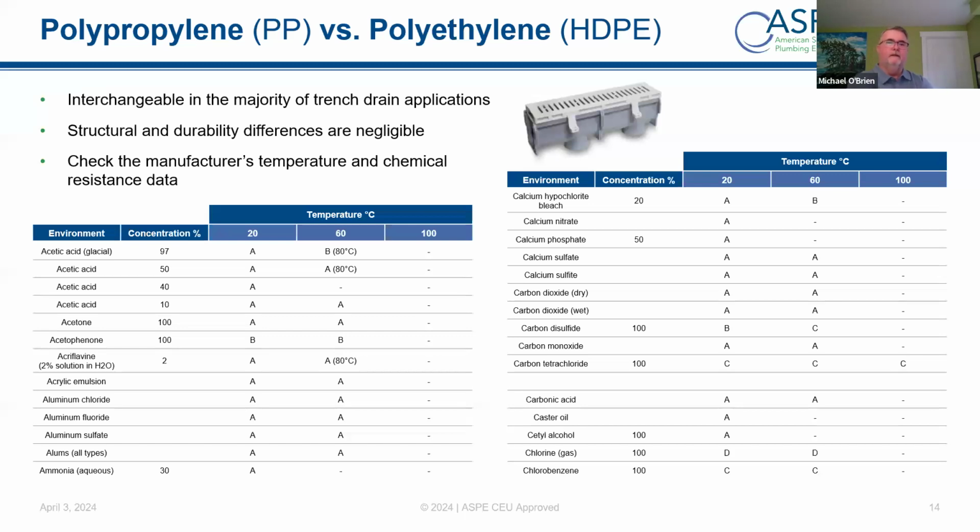Oftentimes the worst conditions are when they're cleaning. So the cleaning chemicals or the cleaning temperatures are a factor. And when you have chemicals and heat involved, they can affect the pH level. So again, those are one of the first things to consider if there is a cleaning process in the facility, is what's involved in that process to make sure you're specifying the correct material.